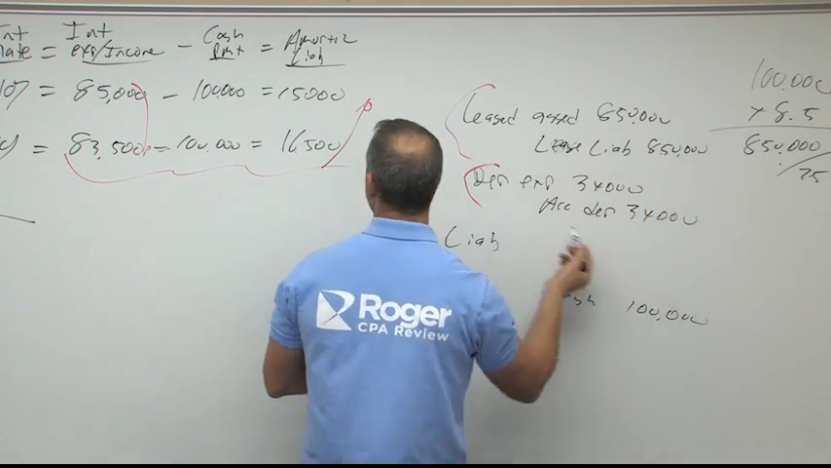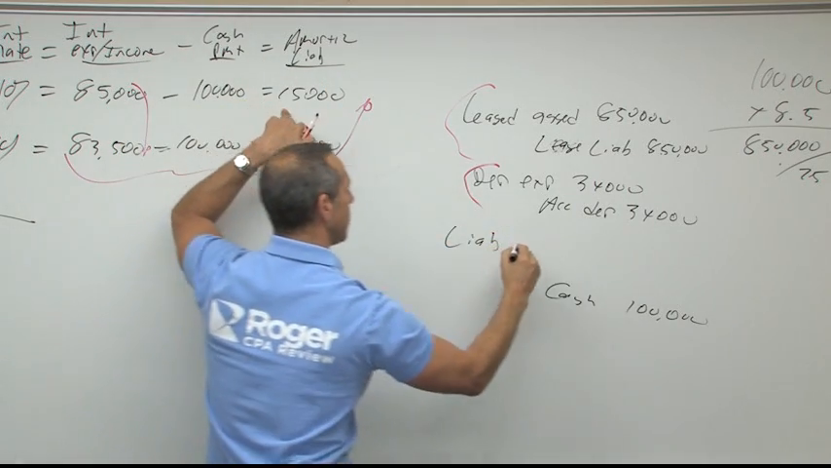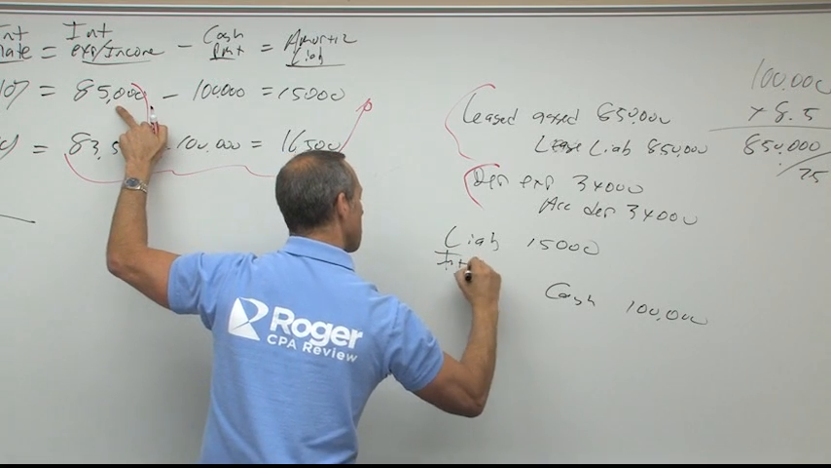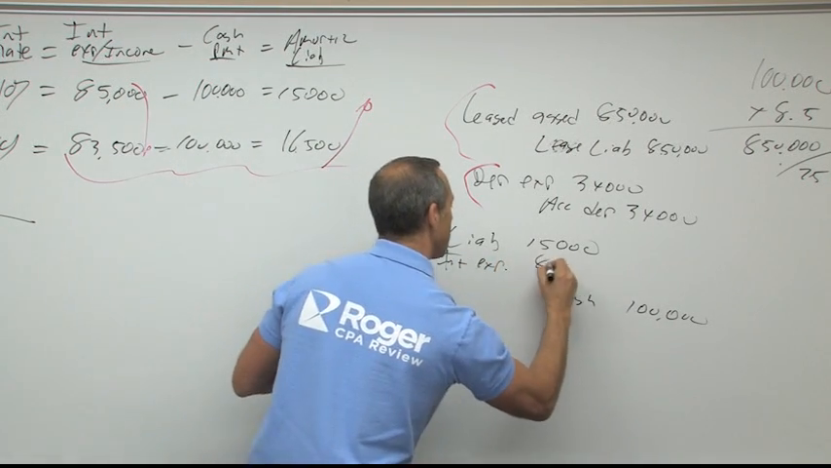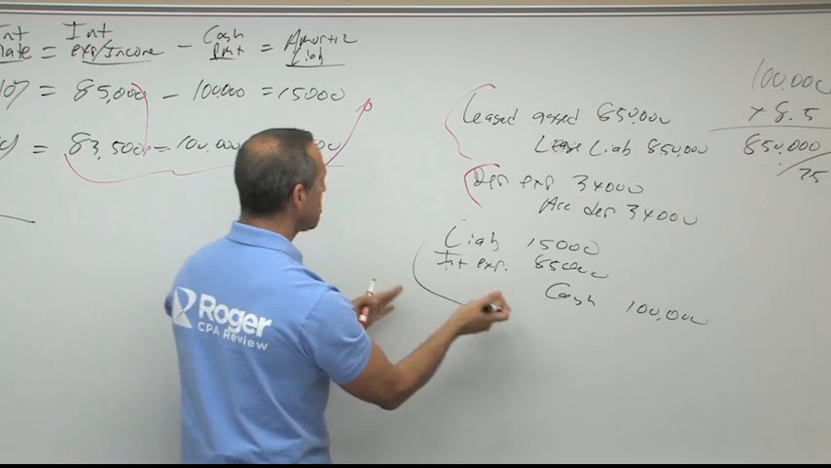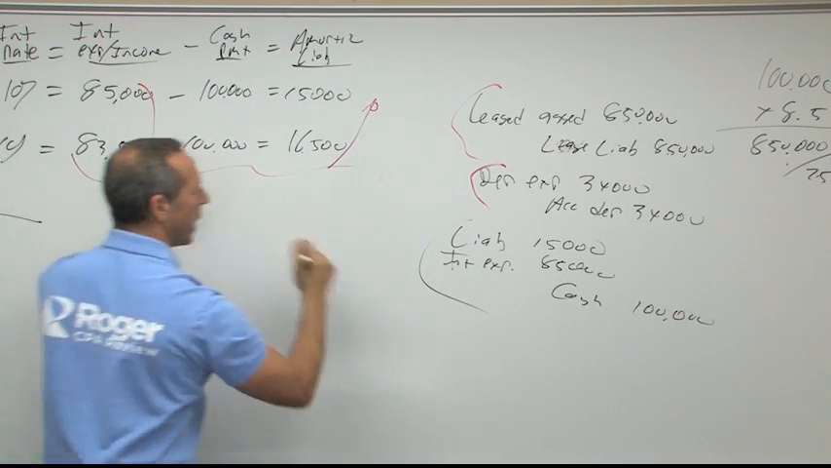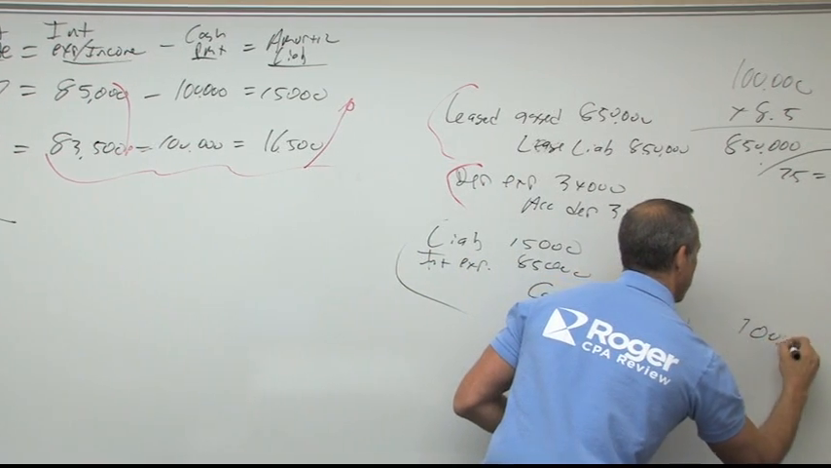Here's our lease liability. In the first case, the lease liability is going to come down by $15,000, and your interest expense is going to be $85,000. The next year, and all your entries just come right out of this table. So the next year, we're going to pay $100,000. They didn't ask for this, but we're going to do it anyway.